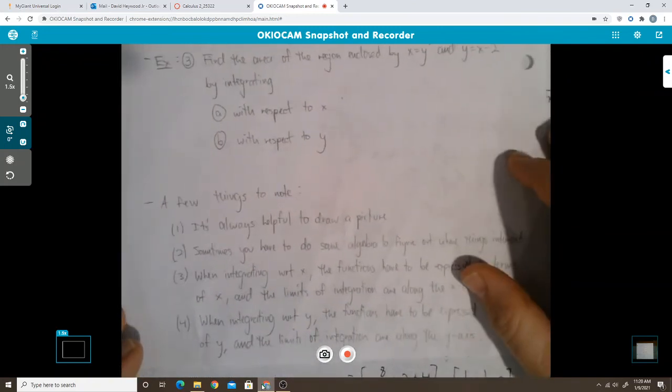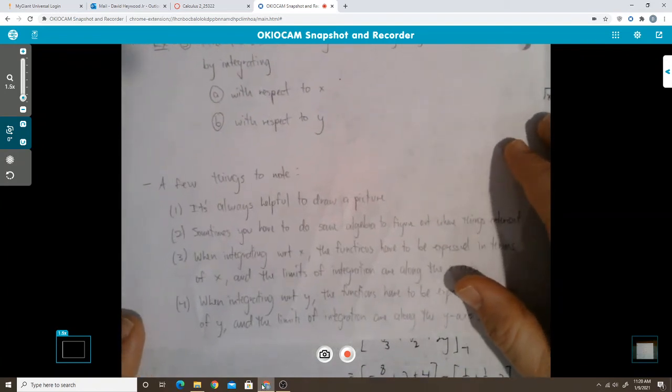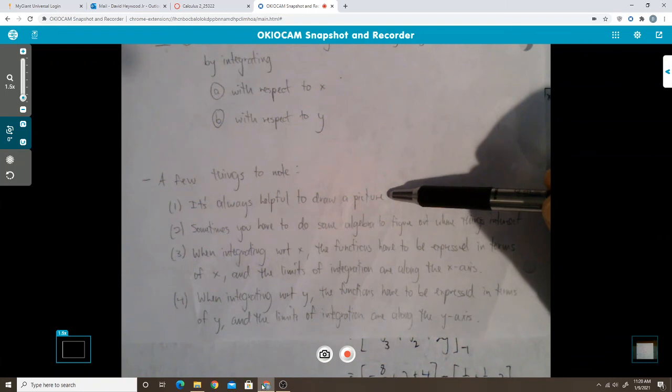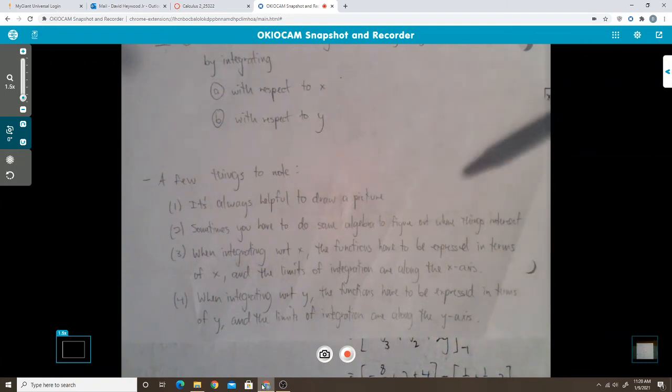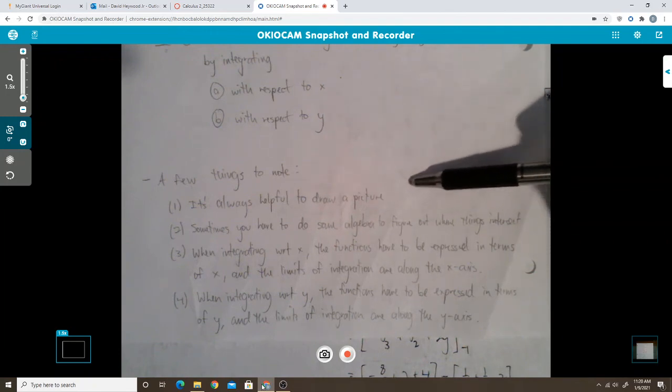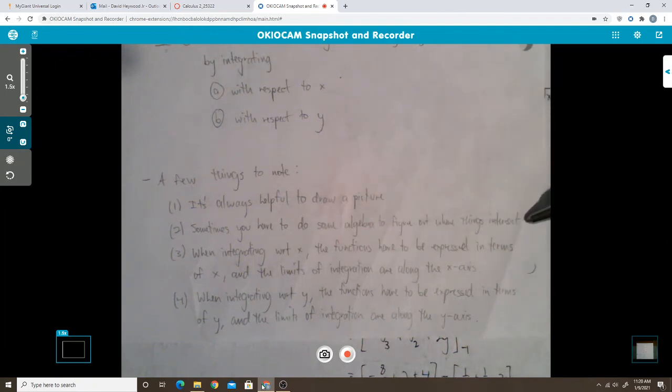Just a few things to note to sort of close out our discussion of this section. So always helpful to draw a picture. You should draw a picture every time you're doing a problem like this. It'll just help you to get your bearings. So draw a picture. That would be the first thing I would do. Sometimes you have to do some algebra to figure out where things intersect, okay? So just inure yourself to the fact that you're going to have to do some algebra to figure out where things intersect.